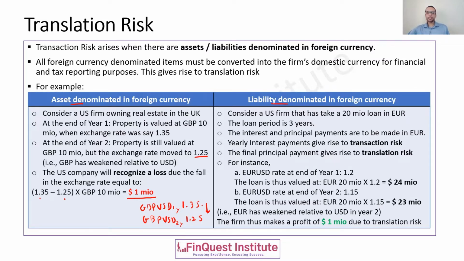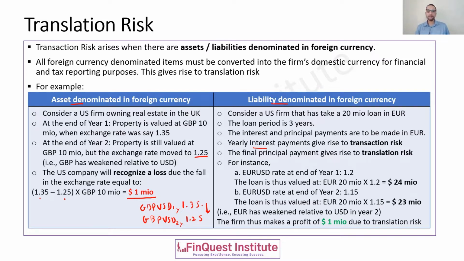Now, the yearly interest payments expose the US firm to what we call a transaction risk, because relate this with the idea of payables and receivables. Whenever we talk of yearly interest payments, think of these like your home loan EMIs. So, just a synonymous idea.